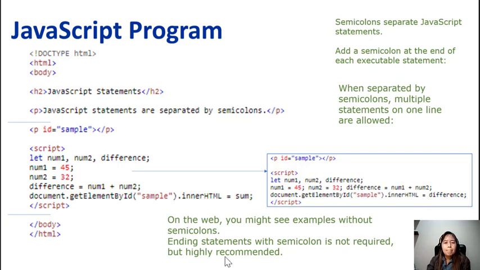Now, okay, so it says here, on the web you might see examples that does not have any semicolon. Now, ending statements with semicolon is not required, but it is highly recommended. So, just to set the standard for all our examinations or checkpoints in the future, you are expected to have a semicolon and you will get a deduction if you don't end it with a semicolon. So please don't forget, all your JavaScript statements should end with a semicolon.